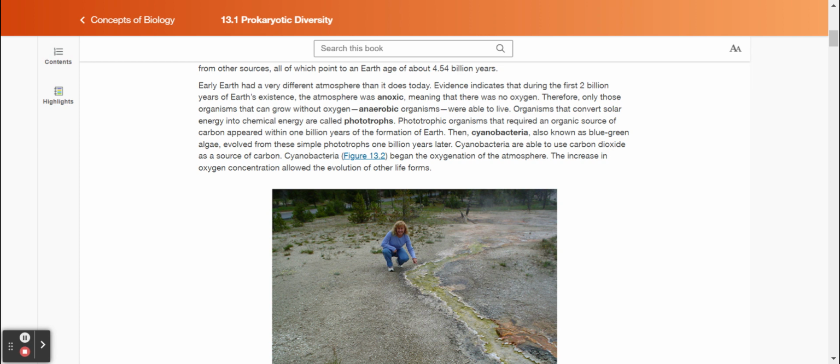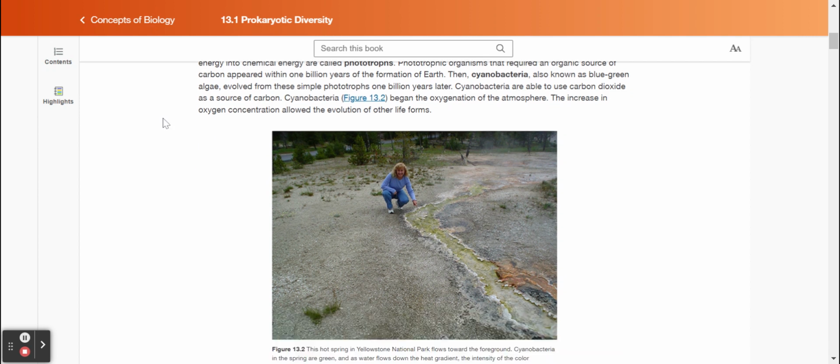Then, cyanobacteria, also known as blue-green algae, evolved from these simple phototrophs 1 billion years later. Cyanobacteria are able to use carbon dioxide as a source of carbon. Cyanobacteria began the oxygenation of the atmosphere. The increase in oxygen concentration allowed the evolution of other life forms.